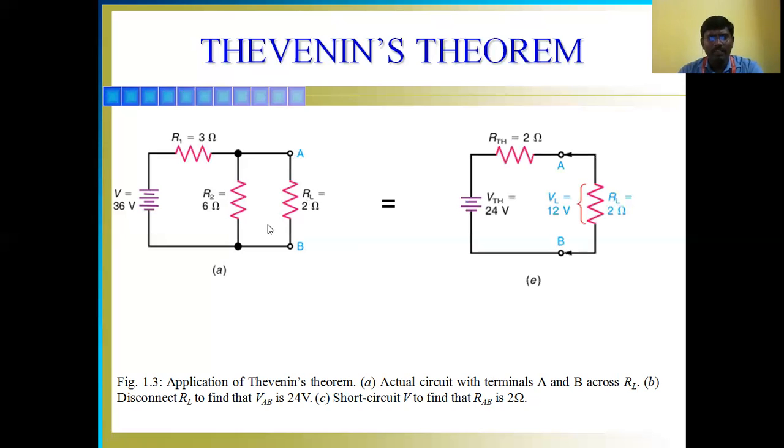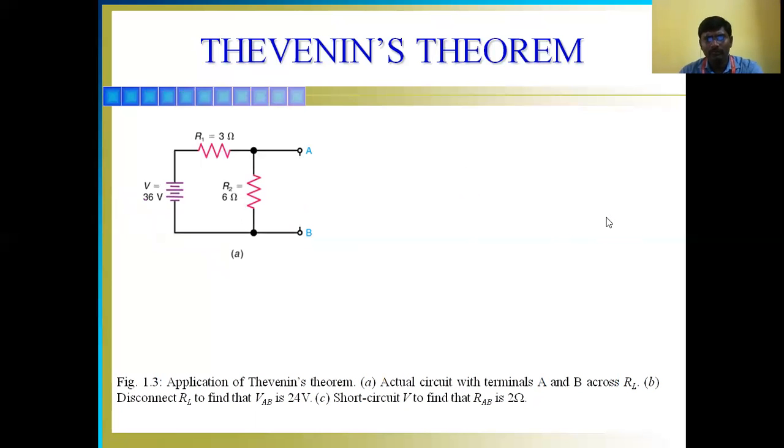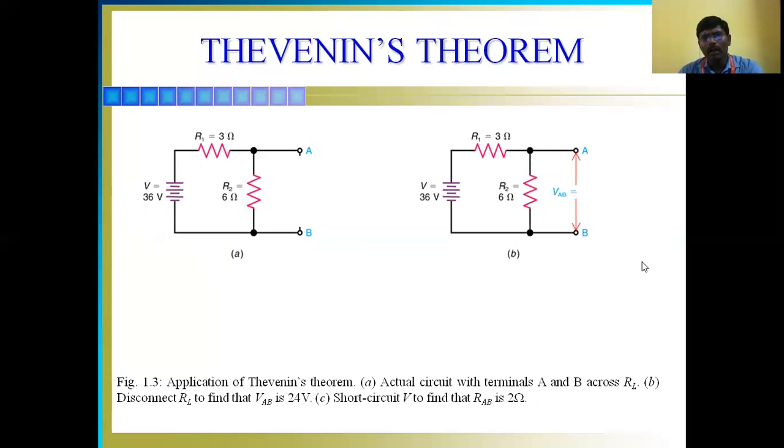This network has to be replaced by a Thevenin equivalent, which consists of a Thevenin voltage in series with the Thevenin resistance, and the load resistance as it is. Now, how to find the open circuit voltage? First, remove the load resistance, the 2 ohm. Then find the voltage across the open circuit by activating the energy sources.